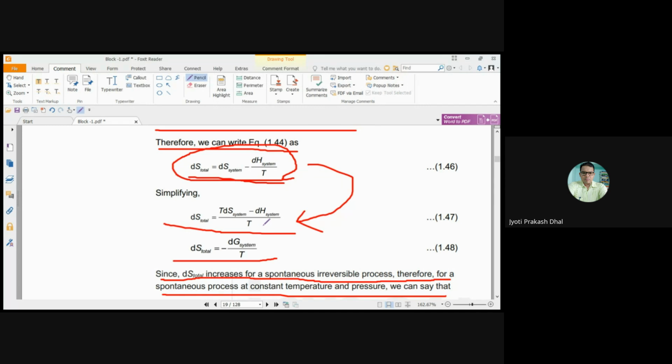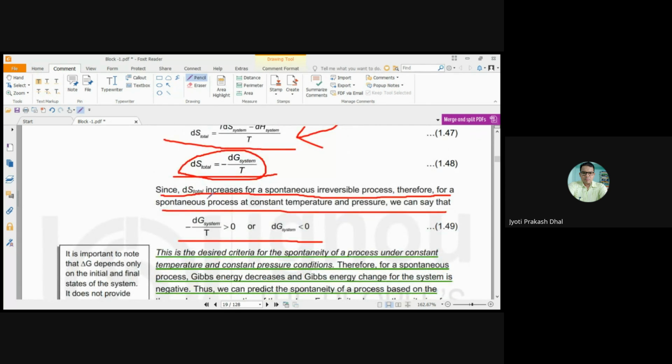Here you will take LCM as T, so that will become dS total equals to TdS system minus dH system. And here this term will equal dG. dG means change in Gibbs energy. So dS total equals to minus dG system divided by T.